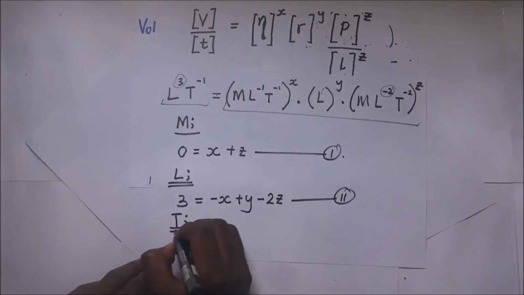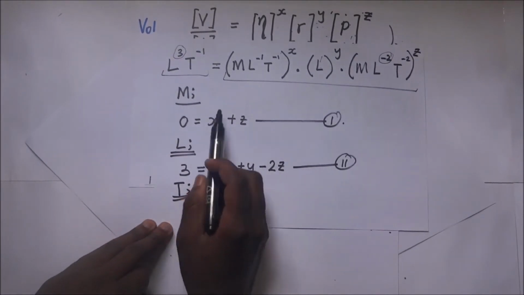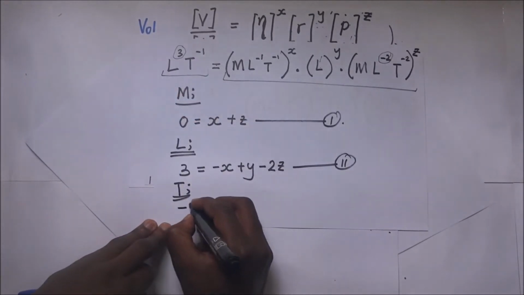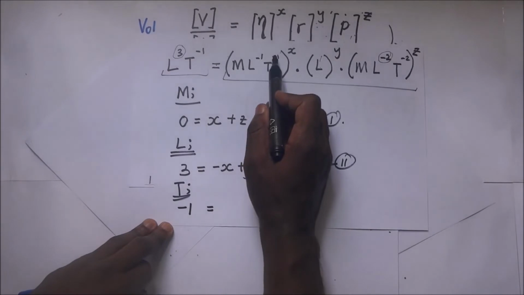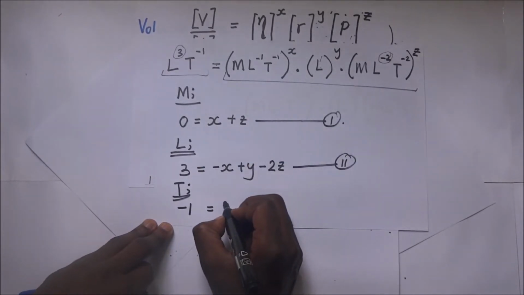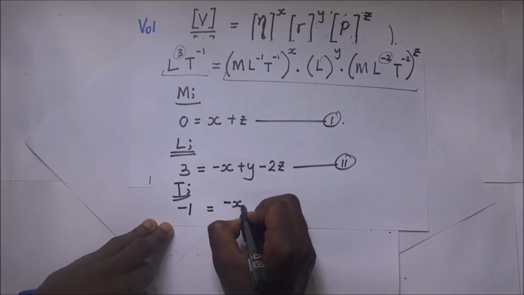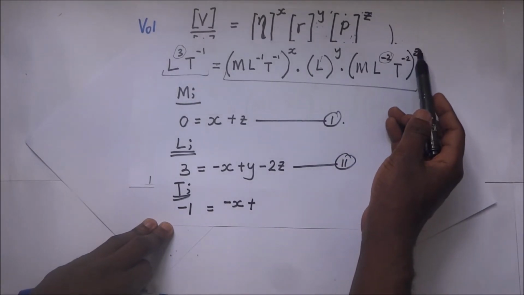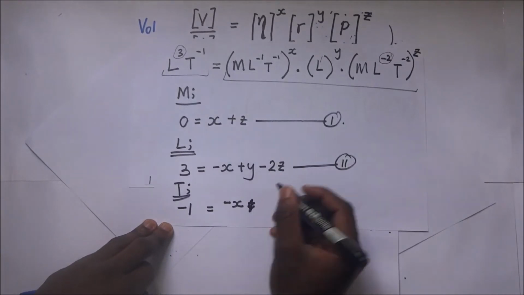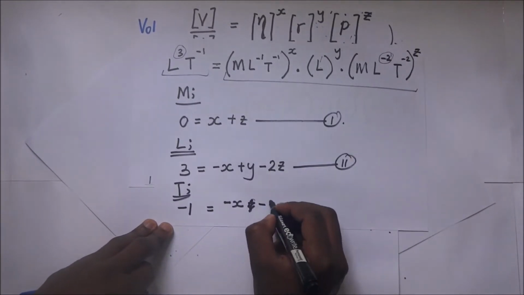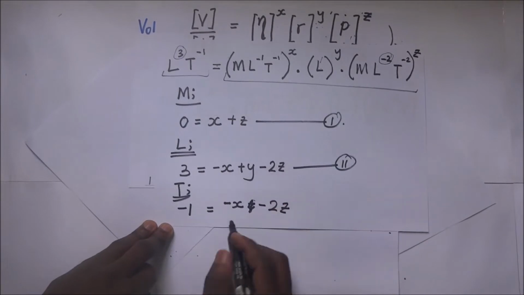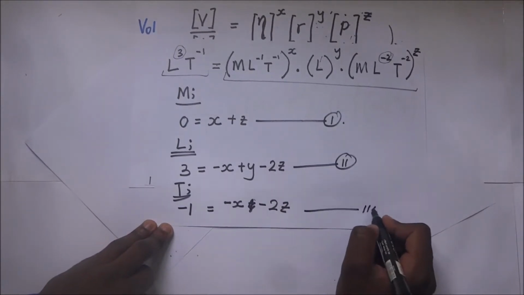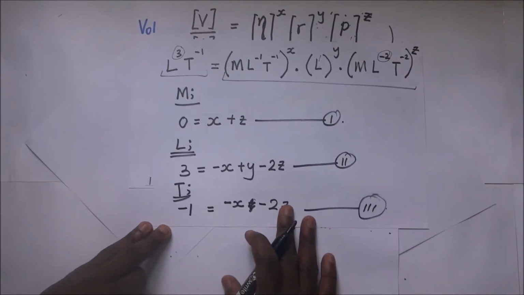Then you come to t. You equate the indices of t, and for t, we look at this side of the equation. T has negative 1 this way. Negative 1 is going to be equal to t this way is negative 1 times x, which becomes negative x. Then t here negative 2 times z, so it's minus 2z. So negative 1 is equal to negative x minus 2z, giving us the third equation.